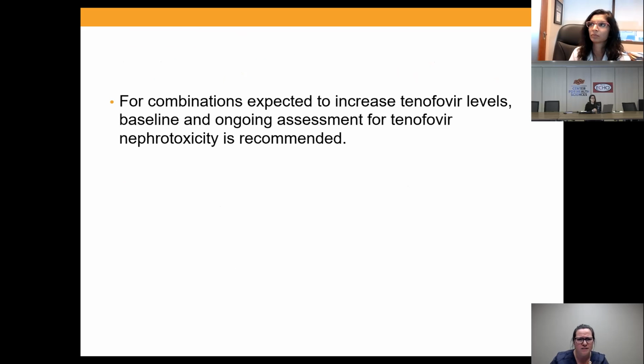So for any of these combinations that are expected to increase tenofovir levels, you want to do baseline and ongoing assessment for nephrotoxicity.